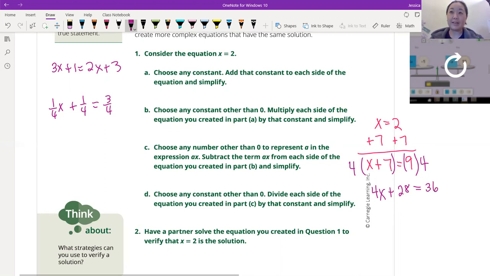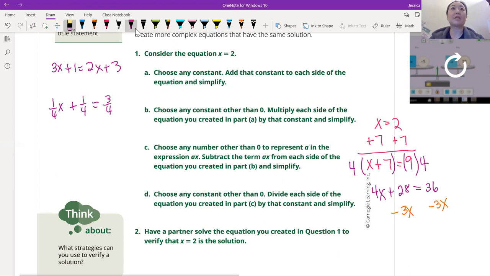Ooh, now do you see? It took us 2 steps to get here, right? So guess what this is called? Two-step equation. All right, and it says to choose any number, and we're going to subtract the term ax. Ooh, so we can add and subtract x's as well. So let's do orange, and we'll go minus. Let's make it interesting here. Minus 3x.